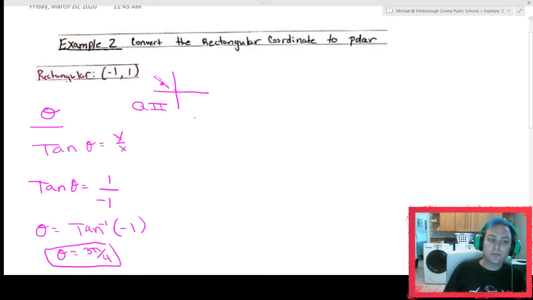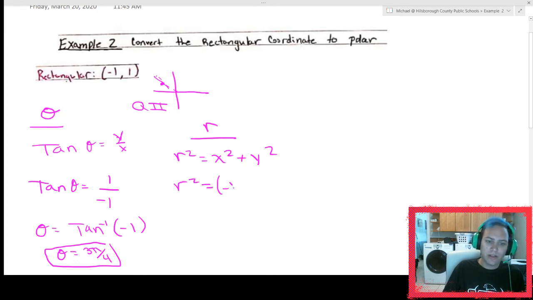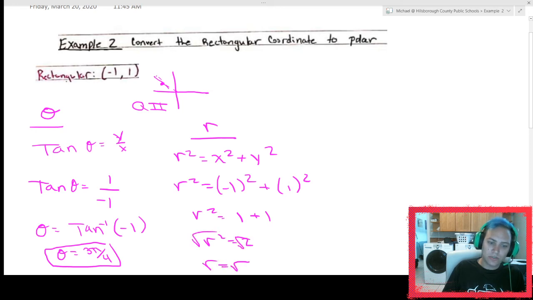So that's my first part, well, technically the second part of the polar coordinate, right? To get my first part, my r, that's where we're going to have to use our r squared equals x squared plus y squared, the Pythagorean theorem. So r squared is equal to, I know my x is -1, so I have -1 squared. My y is 1, so I have 1 squared, which ultimately, that -1 squared is going to become 1. That 1 squared is also going to give me 1, so r squared is equal to 2. And we'll square root both sides, and I get that r is equal to the square root of 2.